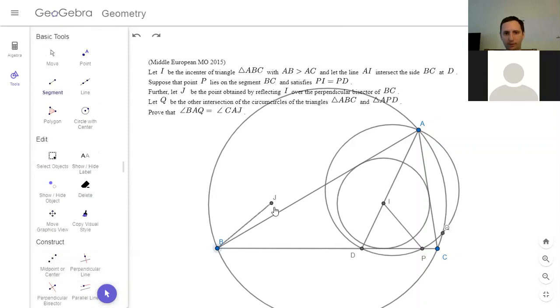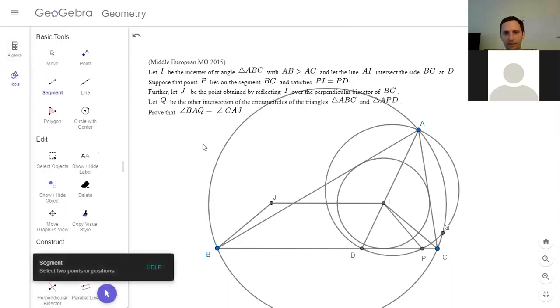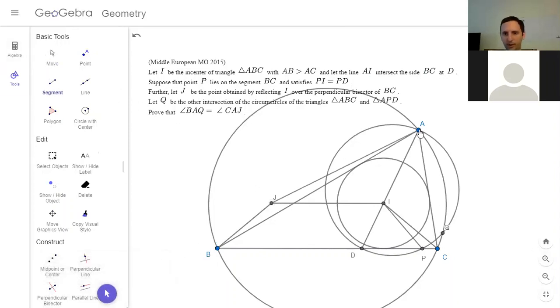So yeah, BJIC is an isosceles trapezoid. So maybe we have, is BAJ similar to AQC? I don't think so. AQC looks a lot narrower of a triangle. But yeah, Q is defined in such a weird way. So yeah, we have spiral similarities wherever we have ABC and AP.